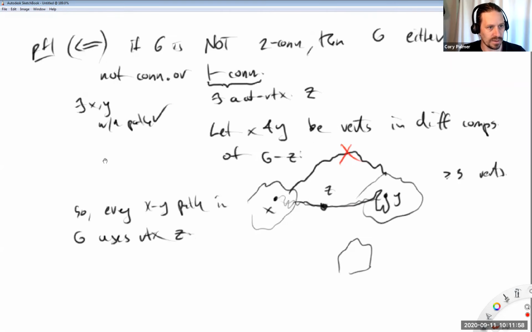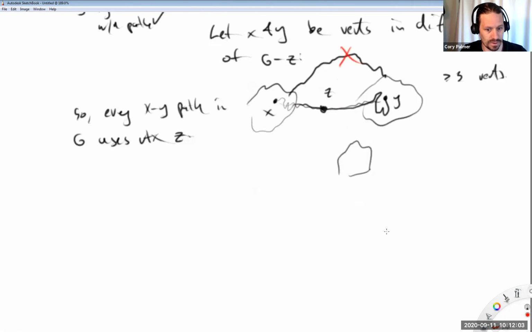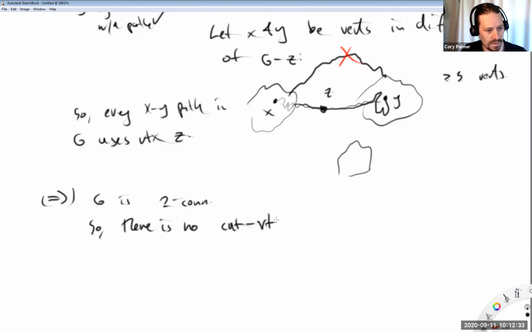Now let's do the other direction. Let's suppose it's 2 connected and actually find the 2 paths. Okay, so the reverse direction, I guess the forward direction is G is 2 connected, and we want to establish that we will find the 2 paths. If it's 2 connected, the first thing we know, so 2 connected on at least 3 vertices, is there is no cut vertex. Right? If there was a cut vertex, it'd only be 1 connected.